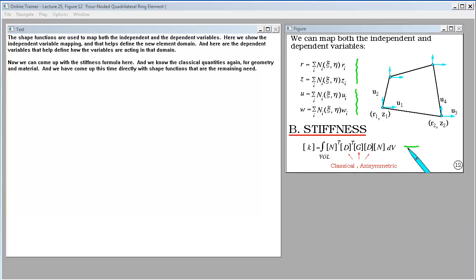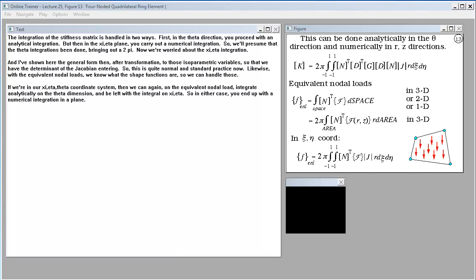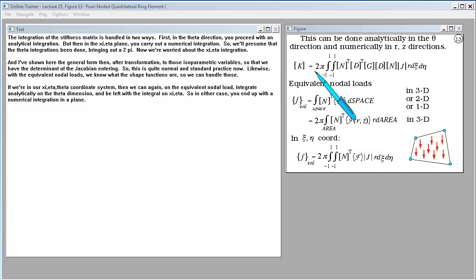Now we can come up with the stiffness formula here, and we know the classical quantities again for geometry and material, and we have come up this time directly with shape functions that are the remaining need. The integration of the stiffness matrix is handled in two ways. First, in the theta direction, you proceed with an analytical integration, but then in the xi eta plane, you carry out a numerical integration. So we'll presume that the theta integration has been done, bringing out a 2 pi. Now we're worried about the xi eta integration. And I've shown here the general form then after transformation to those isoparametric variables, so that we have the determinant of the Jacobian entering. So this is quite normal and standard practice now.